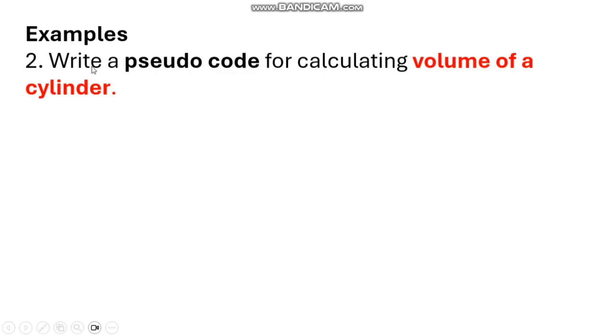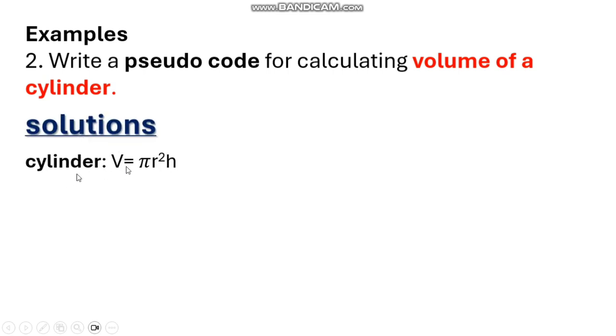Here is our example 2. Write a pseudocode for calculating the volume of the cylinder. First, come up with the formula that we normally use for finding the volume of the cylinder, which is volume is equal to pi times radius squared times height. Here we have the radius, and then we have the height. So in terms of writing the pseudocode with the if statement for finding the volume of the cylinder, we are going to enter the radius.